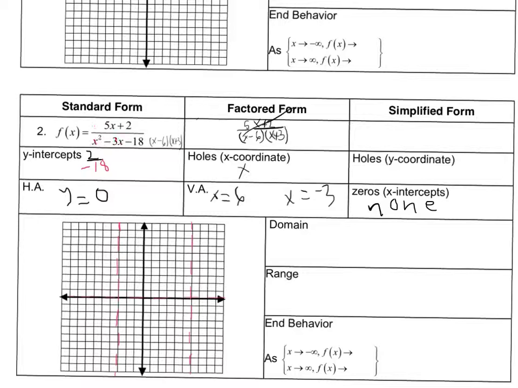Let me just erase this. And 2 over negative 18 would be how much? Negative 1 over 9. So it's like negative 0 point something.